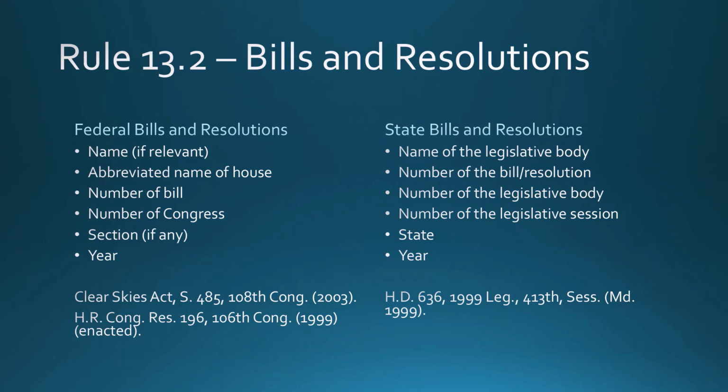State bills and resolutions require the name and number of the legislative body, the number of the bill or resolution, the legislative session, the state, and the year of enactment or publication. Abbreviations for everything can be found in the tables.